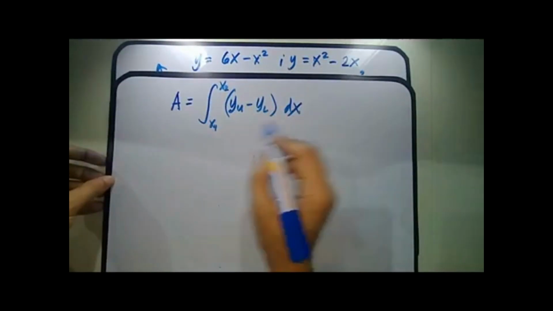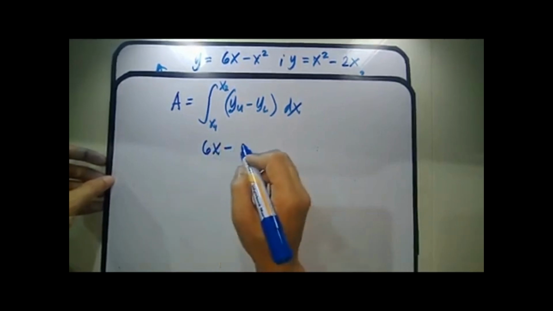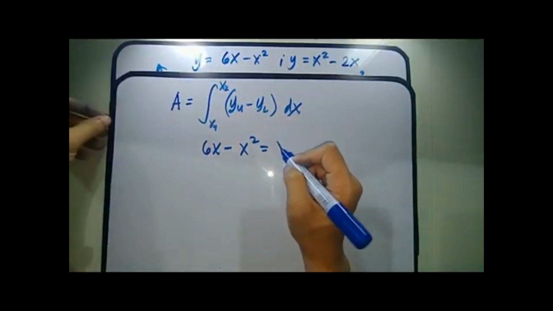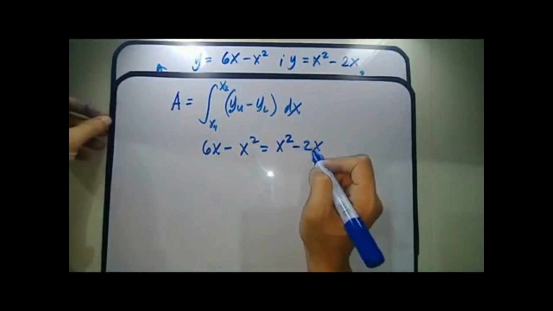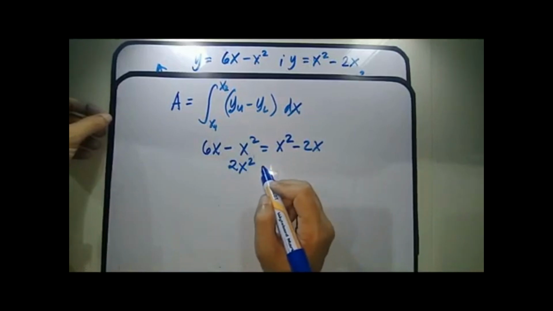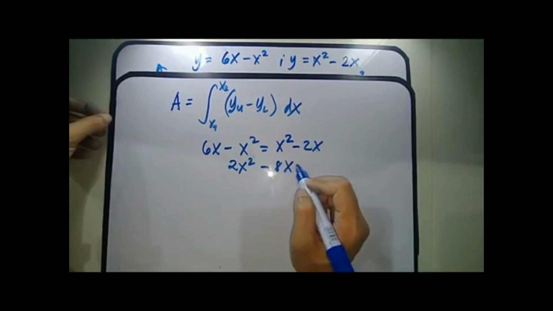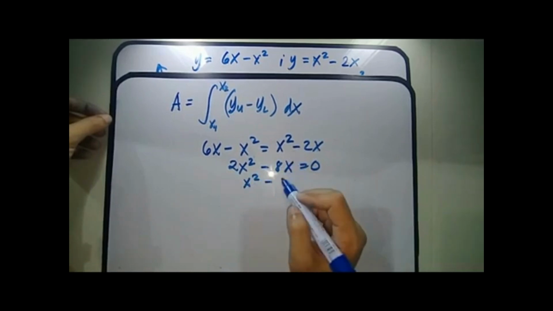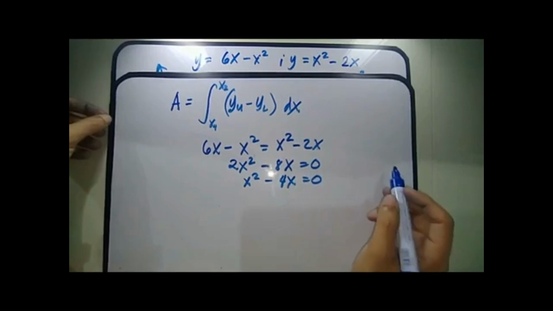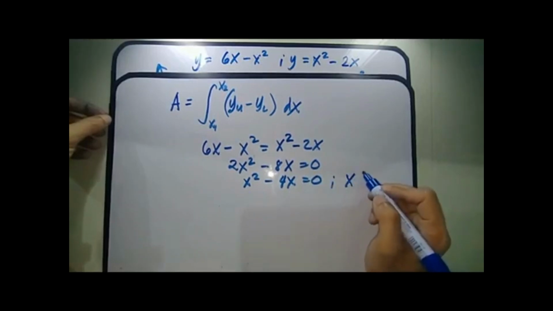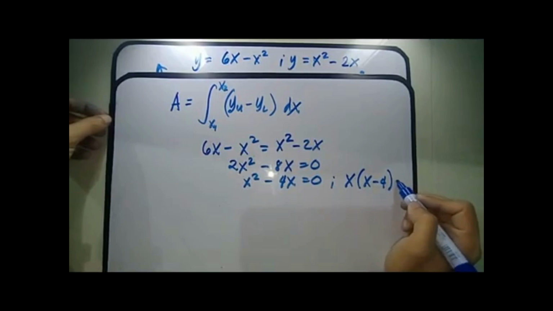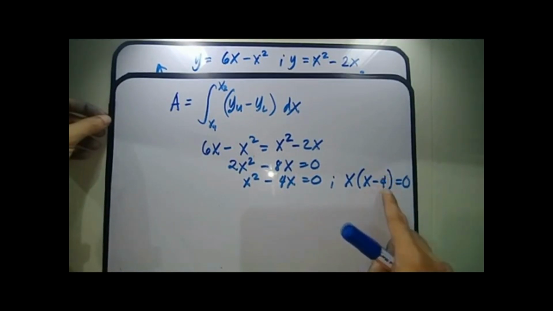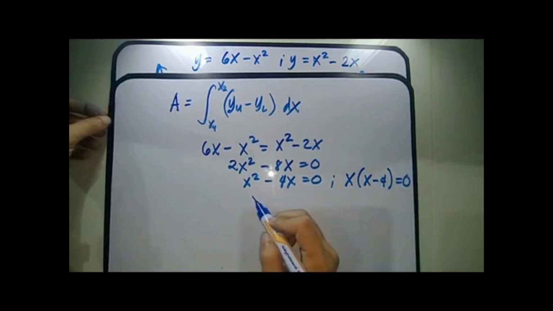So if y is equal to 6x minus x squared, therefore 6x minus x squared is equal to also y on the other curve, so that is x squared minus 2x. So you have here 2x squared minus 8x equals 0. And divide 2 to both sides, simplifying, we have x squared minus 4x equals 0. Then we factor out x, it's common. So x times the quantity x minus 4 equals 0. So here, we have two roots. X is 0 and x is equal to 4.